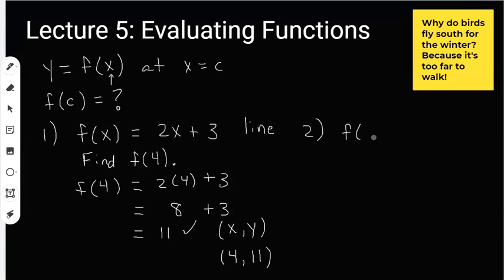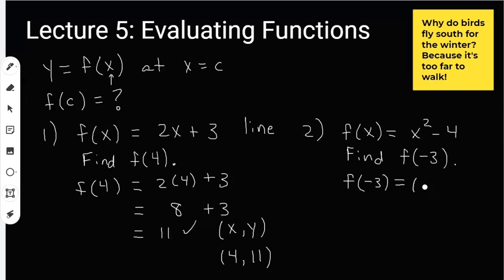Let's try number 2. Number 2 is f of x equals x squared minus 4. And it says to find f of negative 3. So what I'm going to do is take this function and replace x with a negative 3. Everywhere I see an x, I'm going to replace that x with a negative 3. So what happens? First thing I do is write out f of negative 3 and the equal sign. I have an x right here, so I'm going to replace that with a negative 3. Notice that it still has that exponent of 2, so I have to square that number. And then I bring down the minus 4 at the very end.